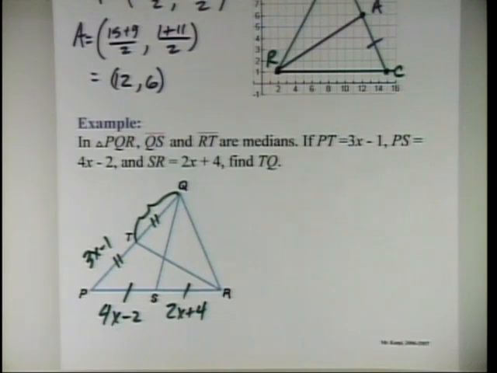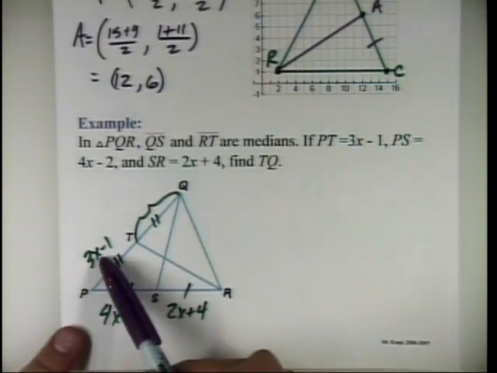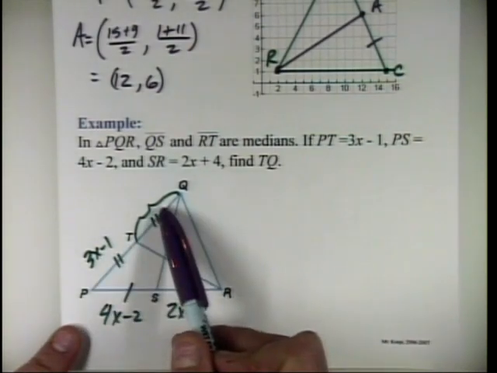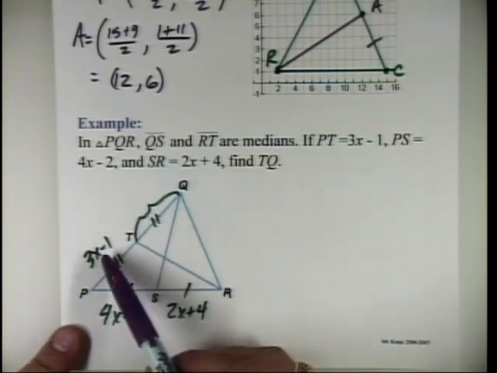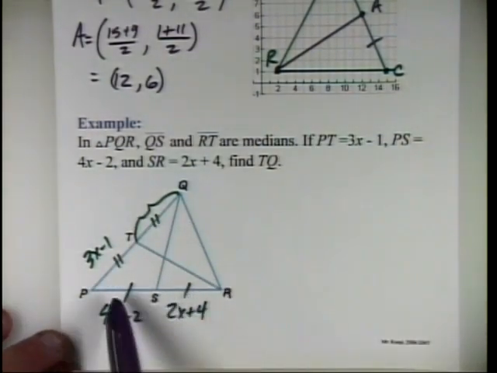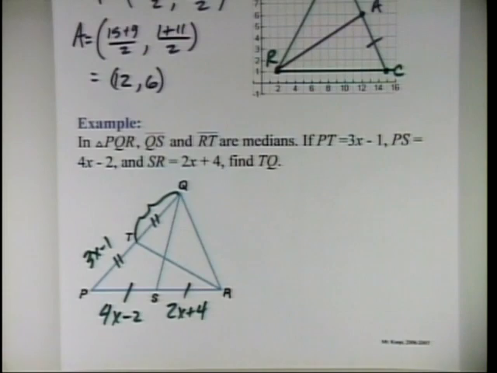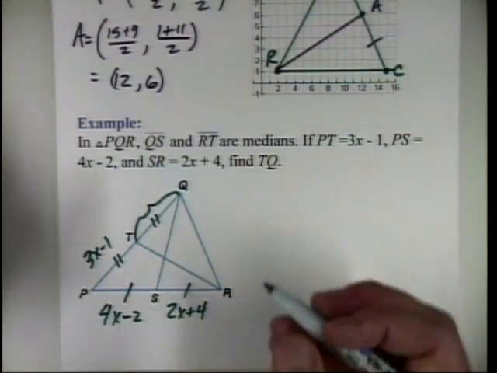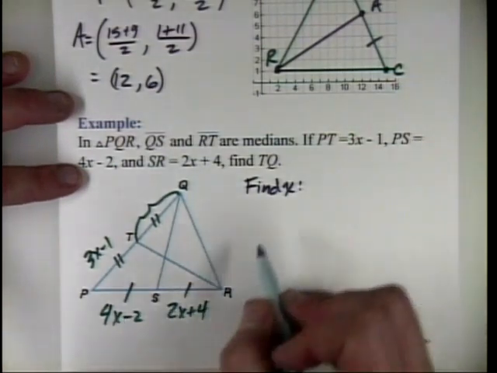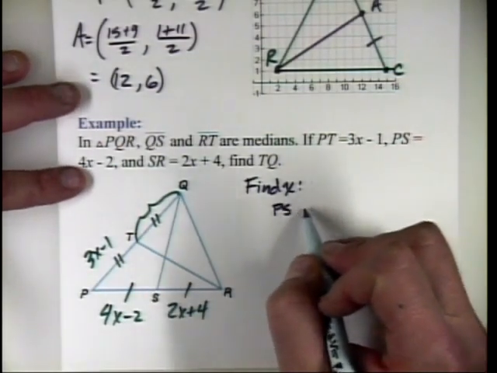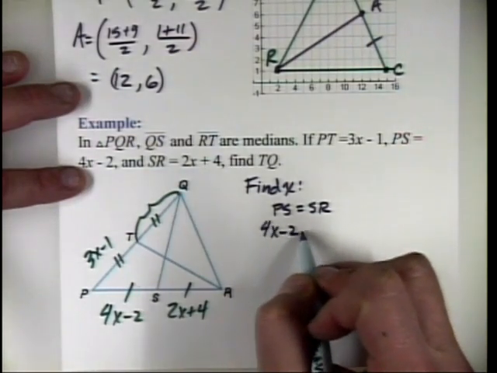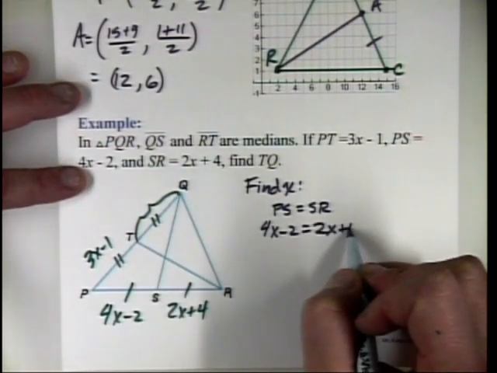Well, my gosh. I think if I knew what x was, I could plug it in here and find out what segment PT measures. And that would be what this is. But I can't find x by setting 3x minus 1 equal to the unknown. But notice down here I have two segments that are equal, and I have algebraic expressions that I can set equal to each other. So the first thing we're going to do is find x. So I will set this equal to this. Segment PS, the measure, has to equal the measure of segment SR. So 4x minus 2 has to equal 2x plus 4.